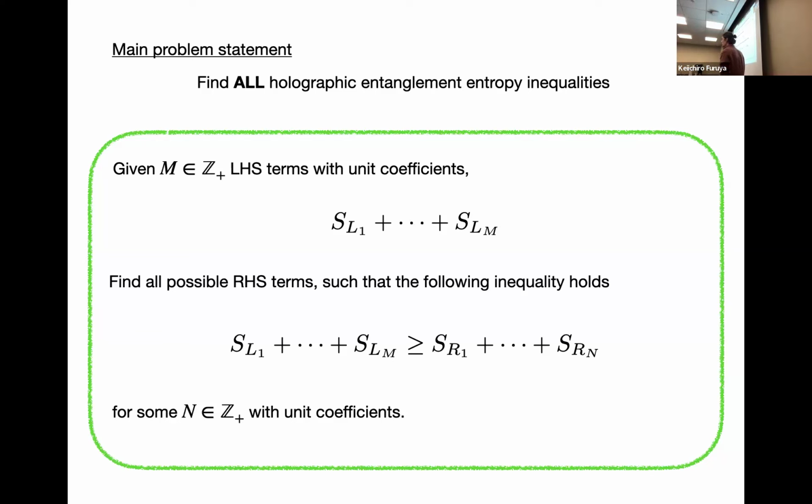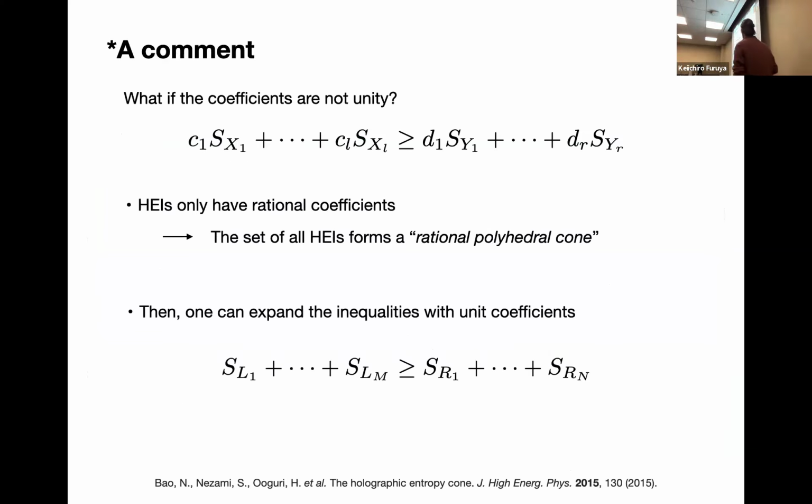Why unit coefficient? Very good question. So you might think, why the unit coefficient? The thing is, maybe the entanglement entropy can have non-unit coefficients, for example, like 2, 3, or 100, and then you have these inequalities. But the important thing is that the holographic entropy inequalities only have rational coefficients.